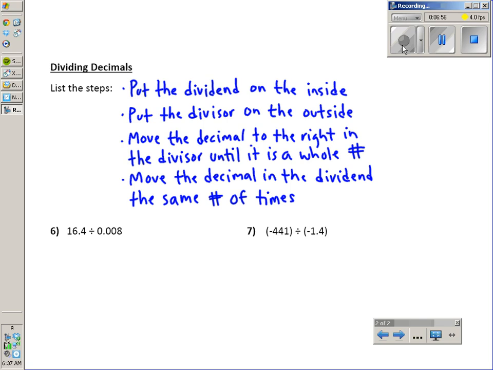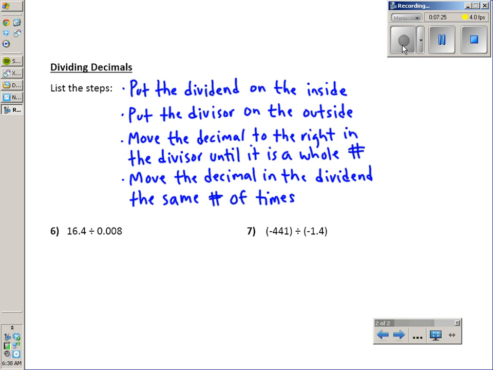All right, thanks for hanging in there. We're down to our last topic here, which is dividing decimals. So I went ahead and listed the steps for you. Here you have to be able to know where does the dividend go, where does the divisor go. Dividend is always on the inside, divisor goes on the outside. Then you move the decimal to the right in the divisor until it's a whole number, and then you move the decimal in the dividend the same number of times.